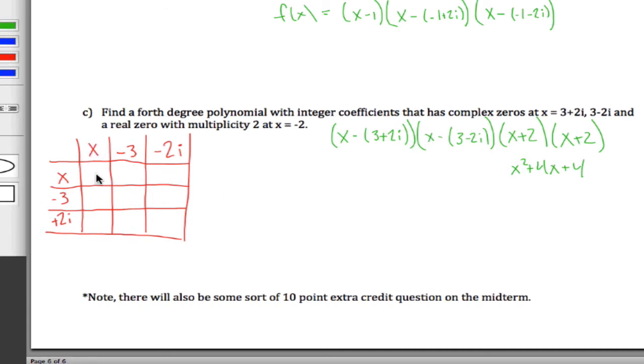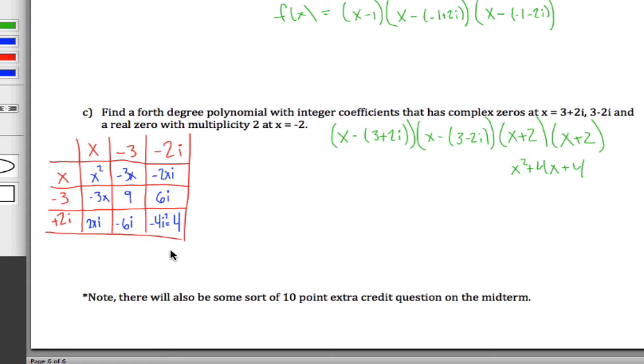All I'm saying is you do x times x is x squared, x times negative 3 is negative 3x, x times negative 2i is negative 2xi, x times negative 3 is negative 3x, negative 3 times negative 3 is positive 9, negative 3 times negative 2i is positive 6i, 2i times x is 2xi, 2i times negative 3 is negative 6i, and then 2i times negative 2i is negative 4i squared. But if you remember, i squared is negative 1, so it's negative 4 times negative 1 is positive 4.